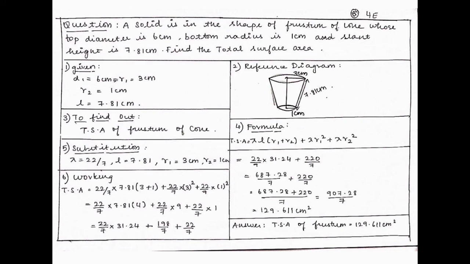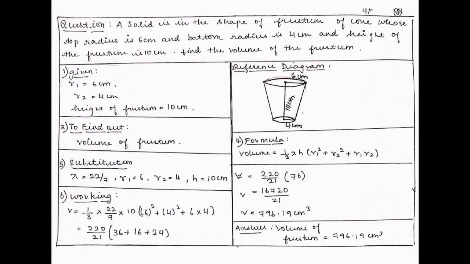So when we divide we will get 129.611 centimeter square. So therefore the final answer is total surface area of frustum is 129.611 centimeter square. Now let's see another example as I given in MPM in note 6.